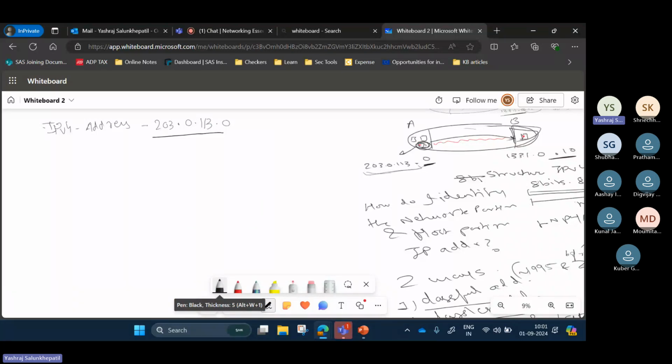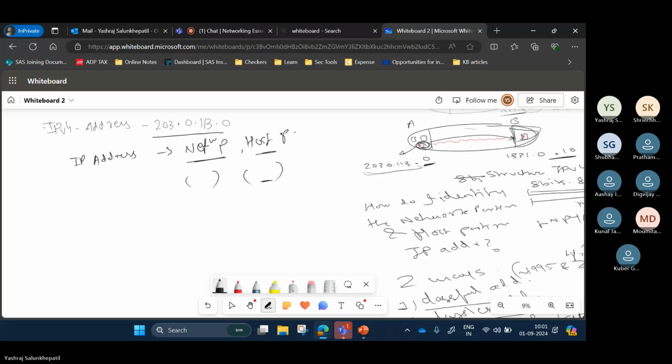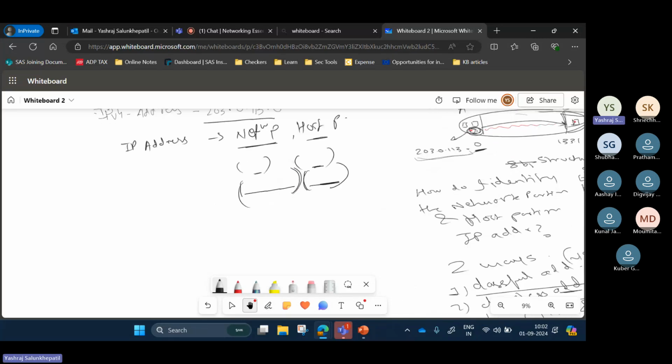An IP address has two portions. One is the network portion and the other is the host portion. The network portion will tell you your location and the host is mostly the exact device. It is analogous to your country, state, city, and the exact building to which the letter has to be sent.